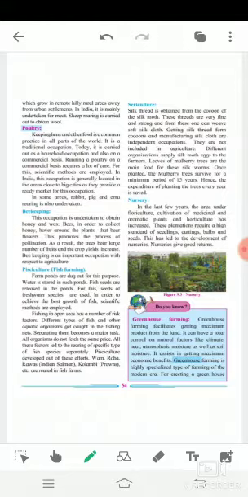Sericulture. Sericulture means silk thread is obtained from the cocoon of the silk moth. These threads are very fine and strong, and from this one can weave soft silk cloth. Getting silk thread from cocoon and manufacturing silk cloth are independent occupations. They are not included in agriculture.